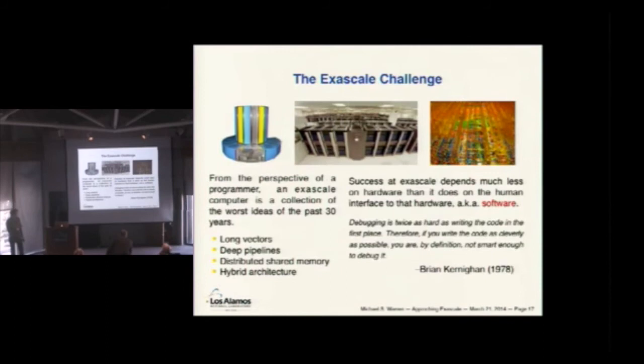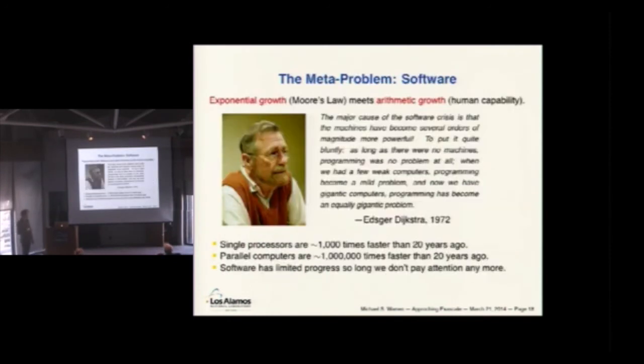So the real problem at Exascale is not hardware. The hardware will be there. The real problem is software. And this quote from Kernighan is basically, you know, if you write code at the limits of your cleverness, you can't debug it. And the hardware is forcing us into this corner where, you know, to get performance, we're writing code that we have to be very clever, and it's very brittle and breaks very easily.